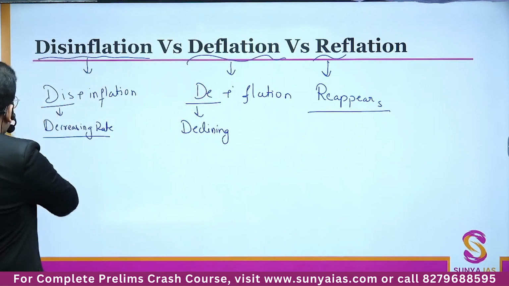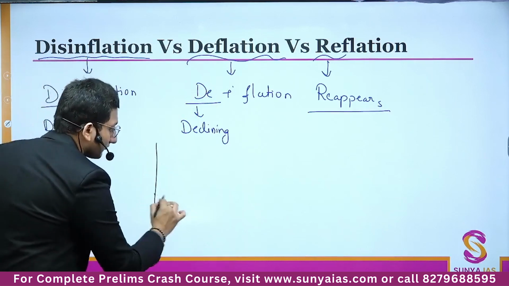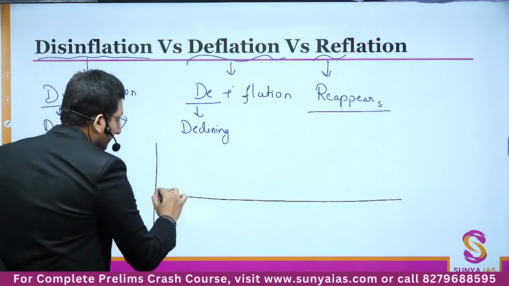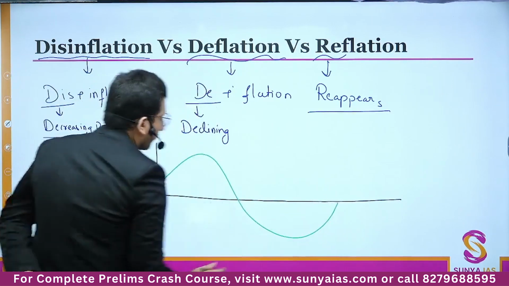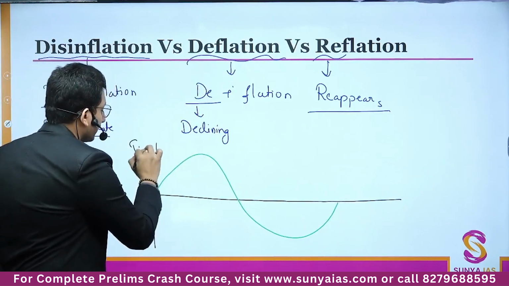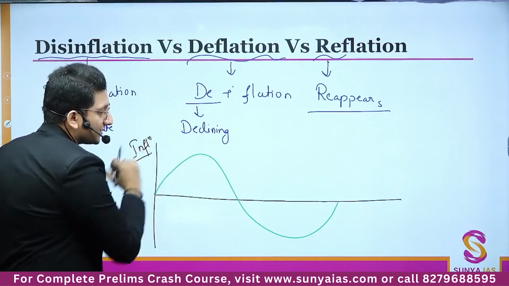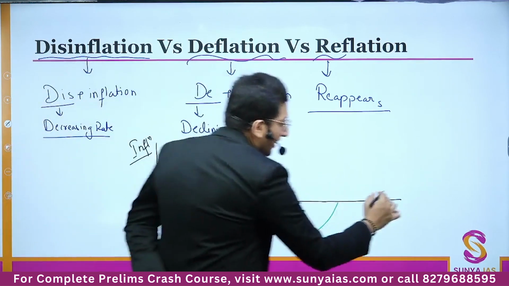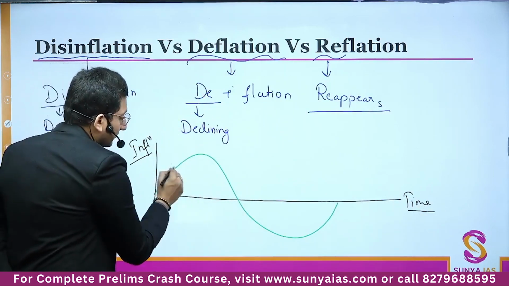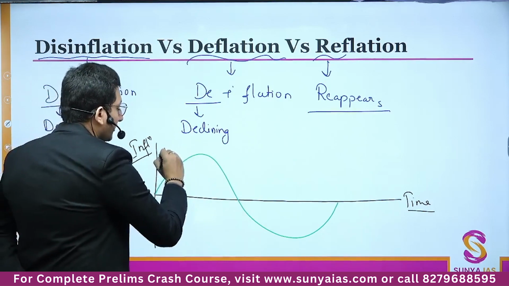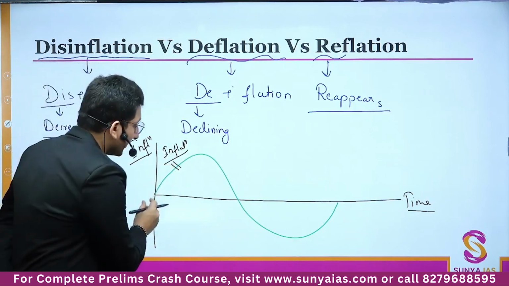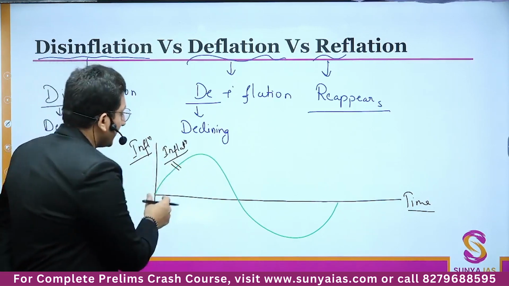Now let's understand this with the help of one example. Now look at this graph. From here you can understand that this is nothing but the inflation rate, right? This particular line is of inflation, and this is over a period of time. Now, at this particular point, we will call it inflation because the rates are increasing.